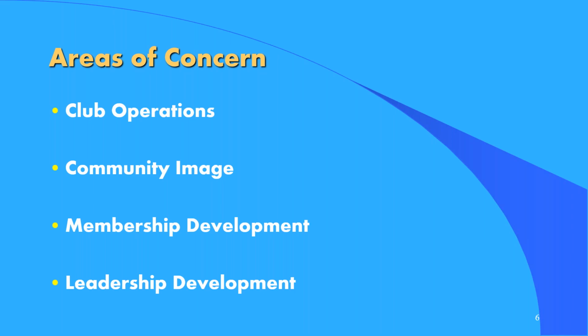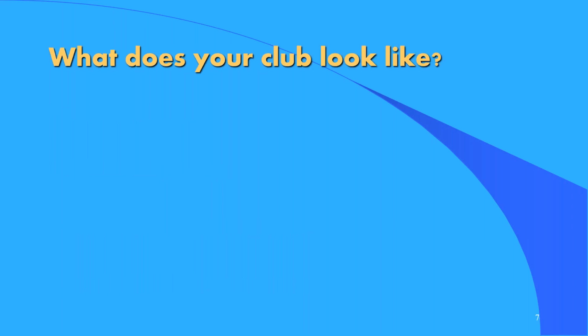We'll start with the club operations, and I'm going to ask a series of 6 questions which need to be answered honestly so we get a clear picture of how we're going to deal with the areas of concern that we've mentioned. So what does your club look like? After each of these questions, I want you to answer a yes or a no, and then we will do a little tally at the end and see where we're at.